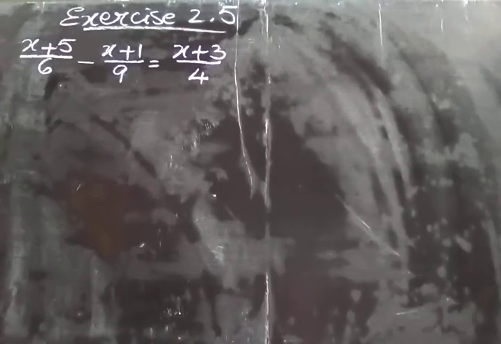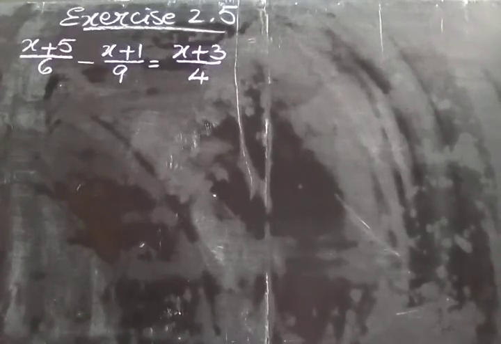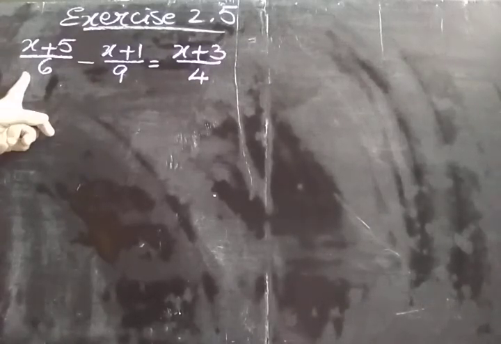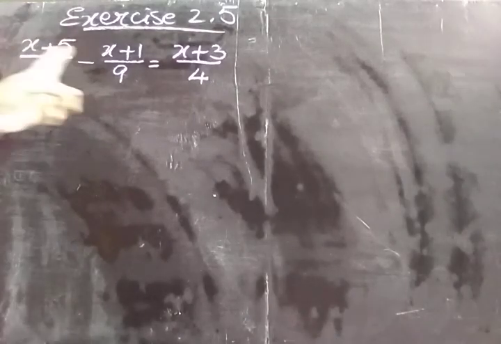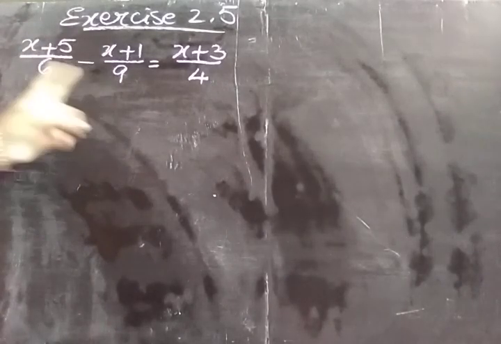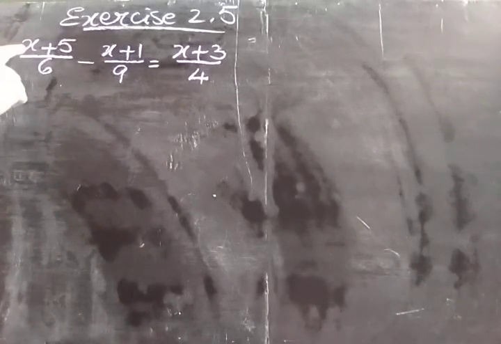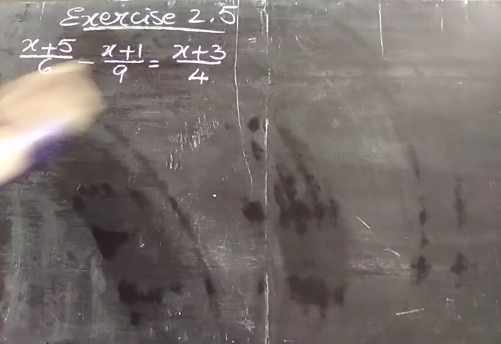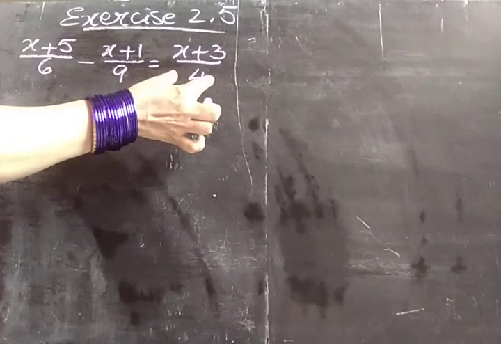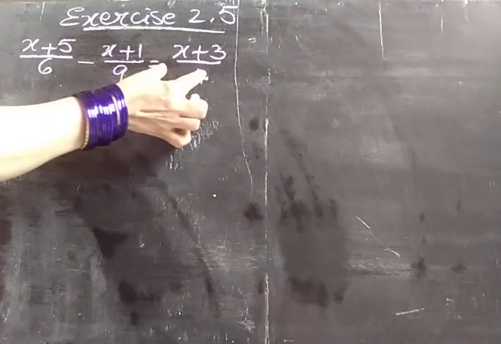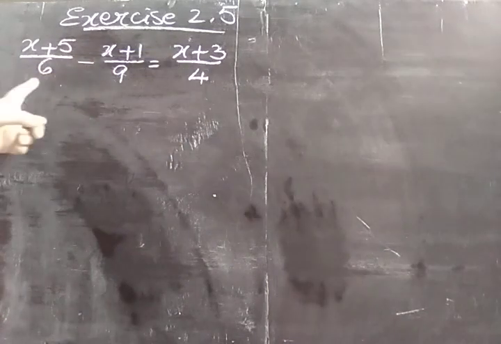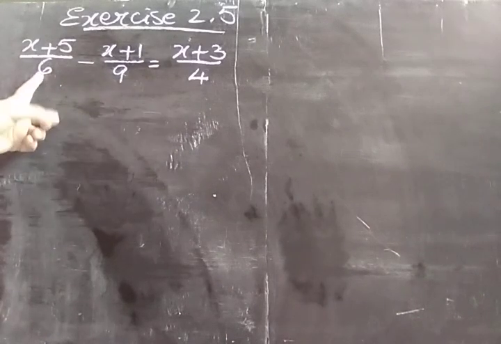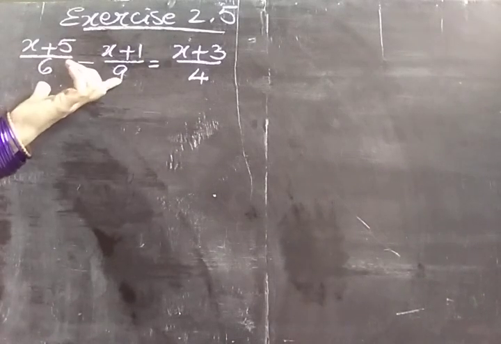Today I am going to explain exercise 2.5, the remaining sums. Yesterday you started the first question, a few sums. In that first question only, this is the 11th one. Solve x. In this equation, solve x. How to solve x? (x + 5)/6 minus (x + 1)/9 is equal to (x + 3)/4. See here, these are fractions only, na. First find the LHS, simplify the LHS.